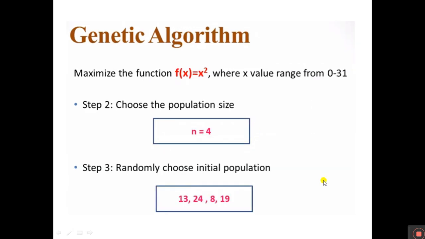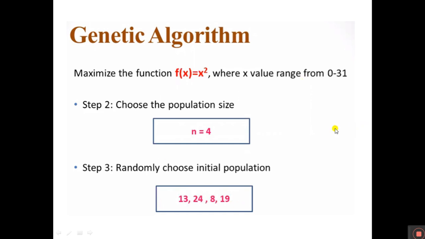Then the second one is choosing the population size. Here I am taking n equal to 4. We can take n equal to 2 also, but it's a very small value. So for example, I am taking n equal to 4. So among 0 to 31, I randomly choose some population values as 13, 24, 8, 19.